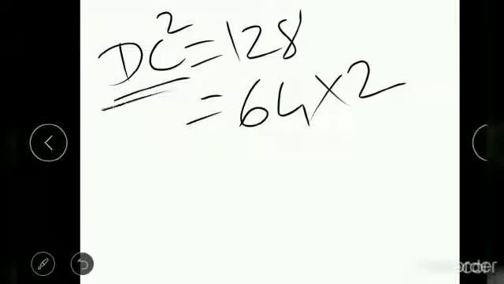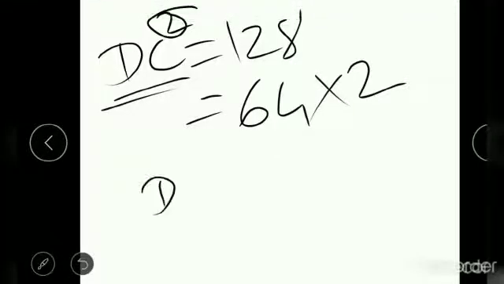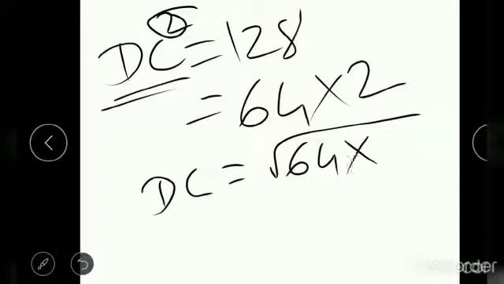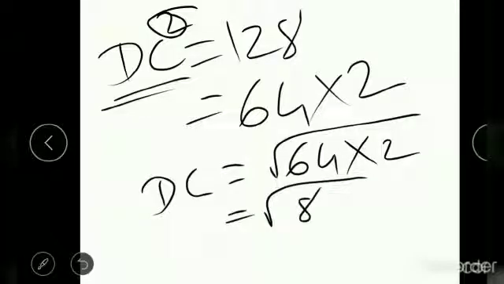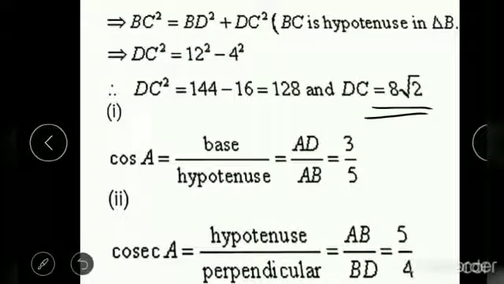So now you want to find out what DC is, right? So send this square to the other side. That is DC is equal to square root of 64 into 2. This square root is for both the numbers. So I can write square root of 64 as 8 square, 8 eights are 64, right? So I can write it as 8 square into square root of 2. This square and square root will get cancelled. So what is remaining? 8 into root 2. So DC will be equal to 8 into root 2.